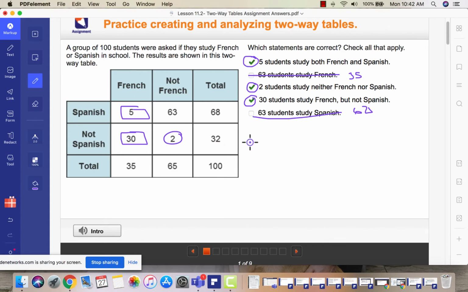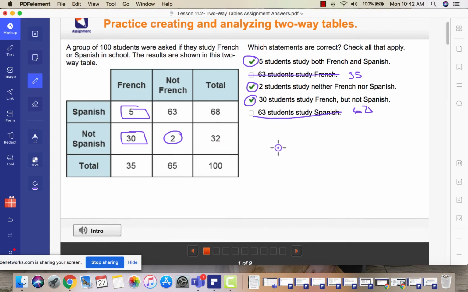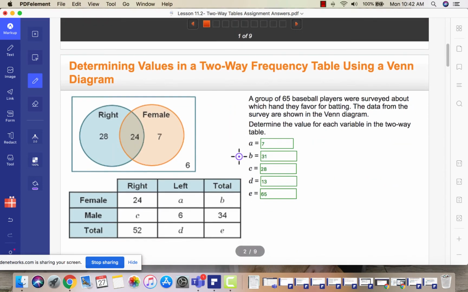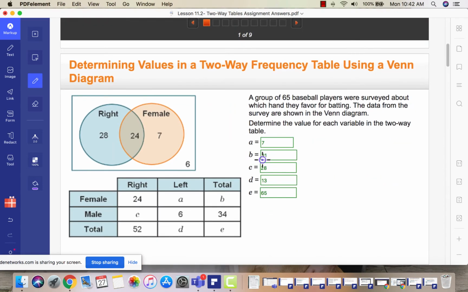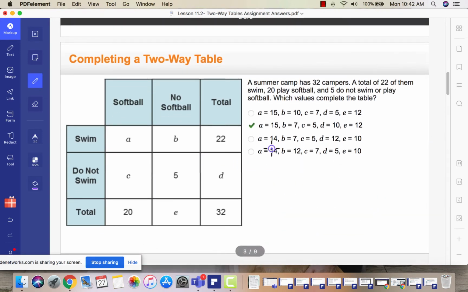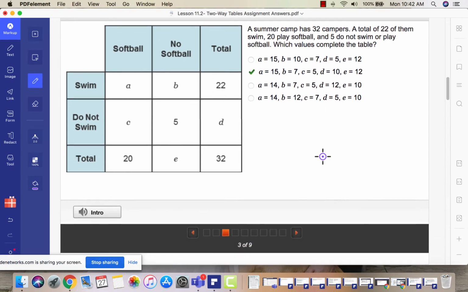Okay, I'll answer one more question from the 11.2. All right, so I'm going to go to question 3 here. So it says a summer camp has 32 campers. A total of 22 of them swim. 20 play softball and 5 do not swim or play softball. So they have our columns here.